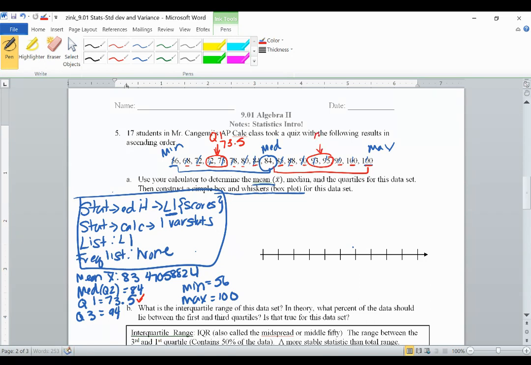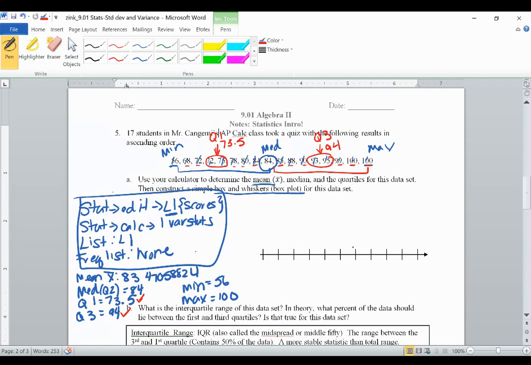So right between there is going to be quartile 3. So we average those together, 93 and 95. So that would give us 94. And that also checks with our calculator. So that's how you would do it without your calculator.